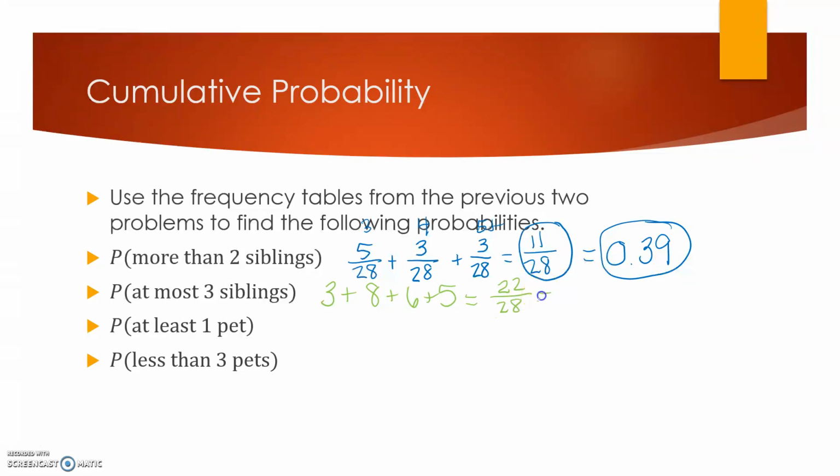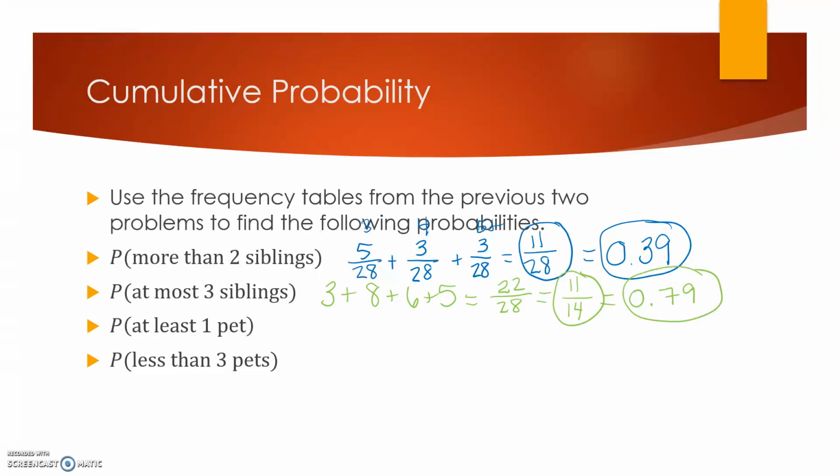Either way it works. So if I simplify that, dividing by 2, I get 11 over 14, which would absolutely be a sufficient answer, but I could also do 11 divided by 14 and get 0.79 when rounded. I prefer 11 out of 14. If you insist on giving me a decimal, I'll allow it.